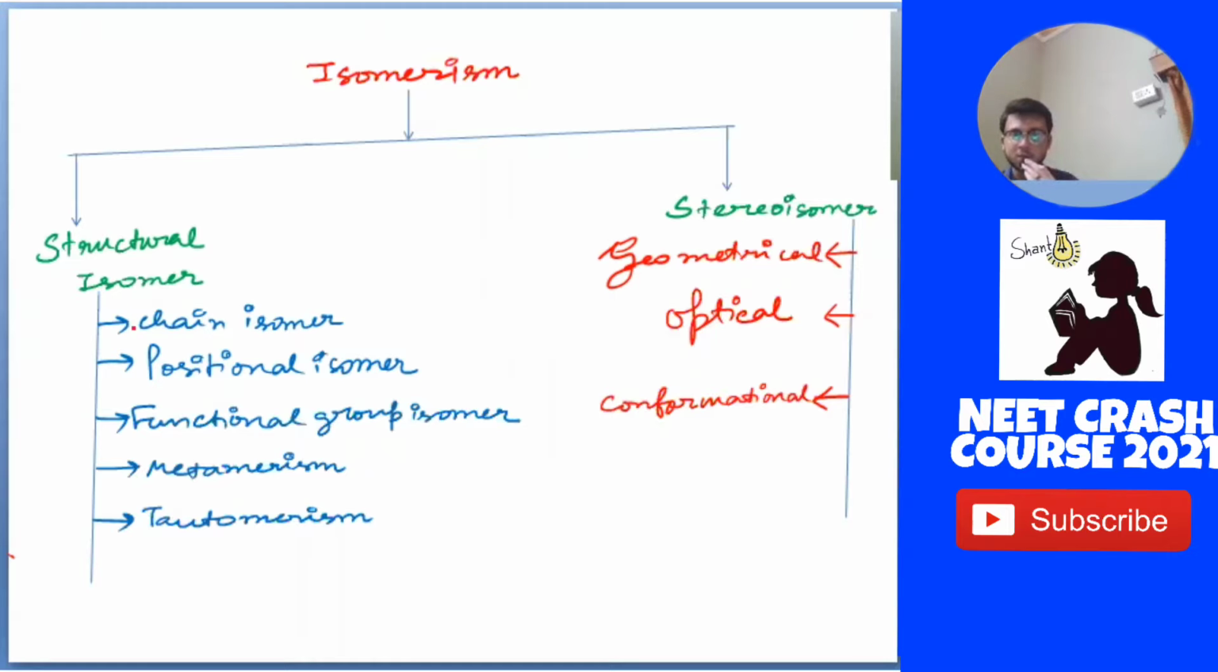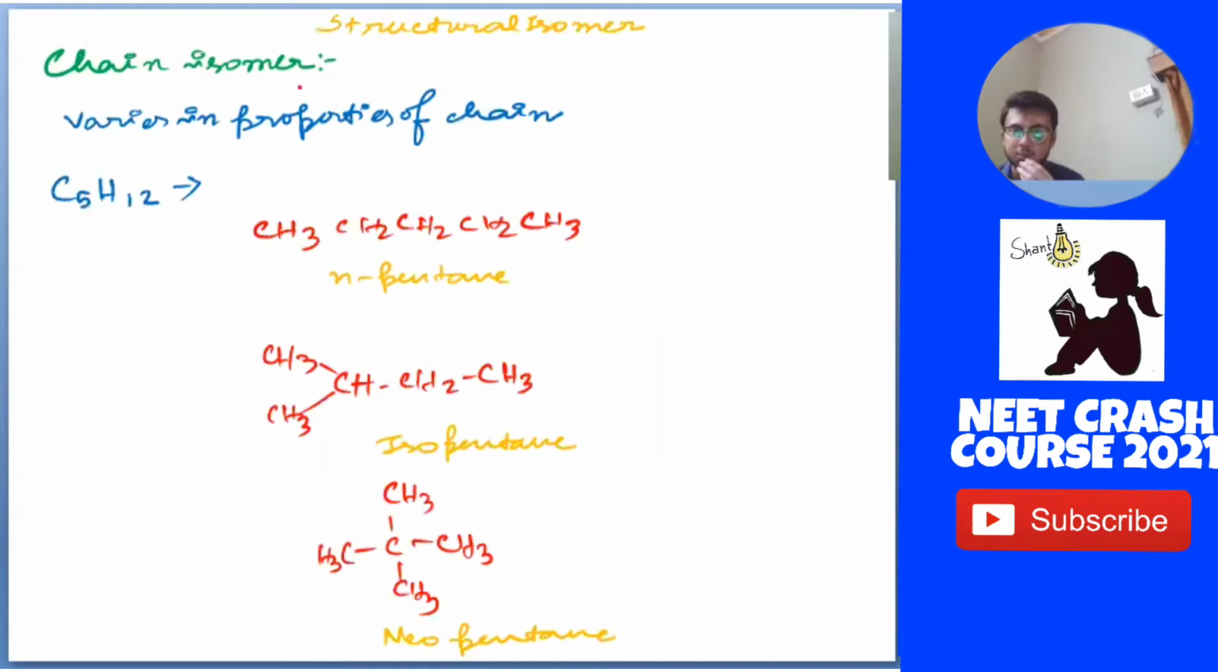So let us see. In the structural isomers, there are different types, that is chain isomer, positional isomer, functional isomer, metamerism, and tautomerism. And in stereoisomer, there are also three types, that is geometrical isomer, optical isomer, and conformational isomer. Okay. First is our structural isomer. In structural isomer, what we are going to study first is our chain isomer.